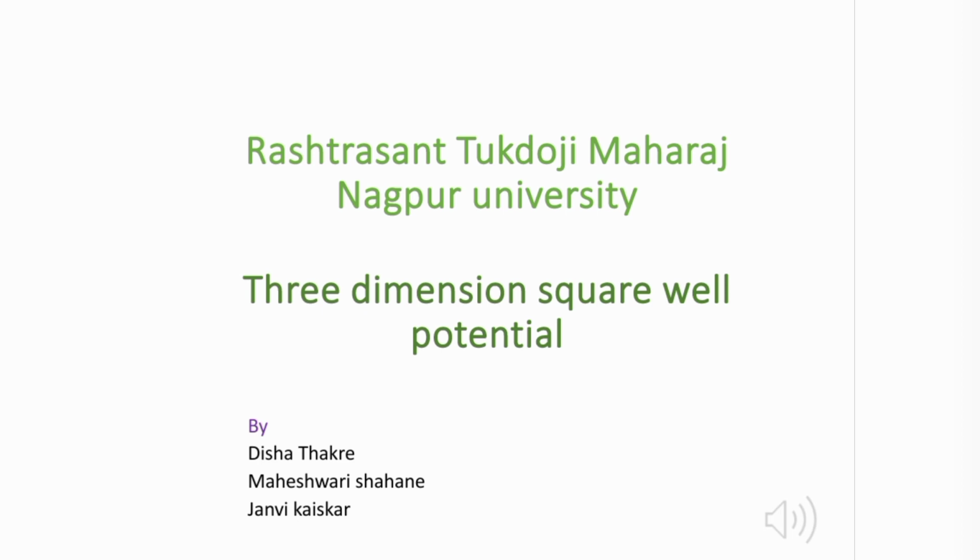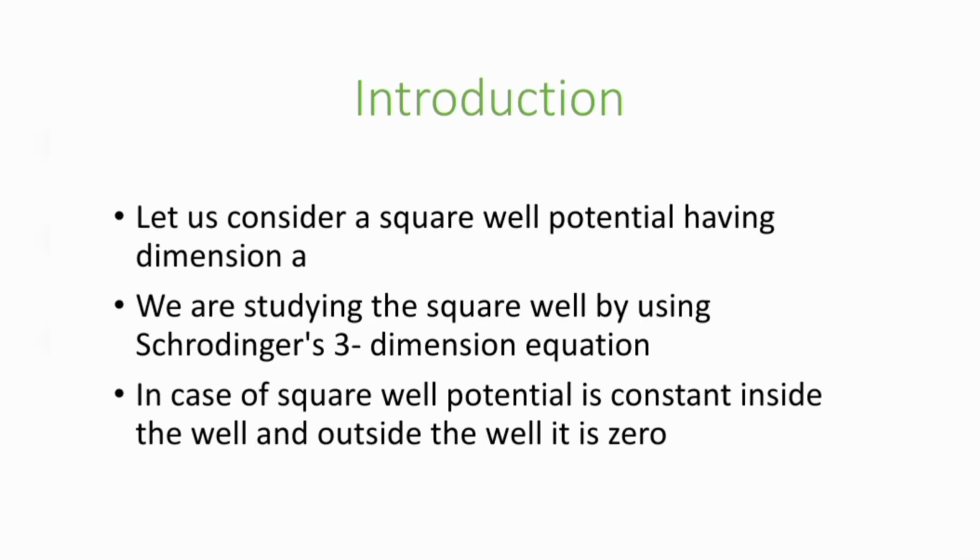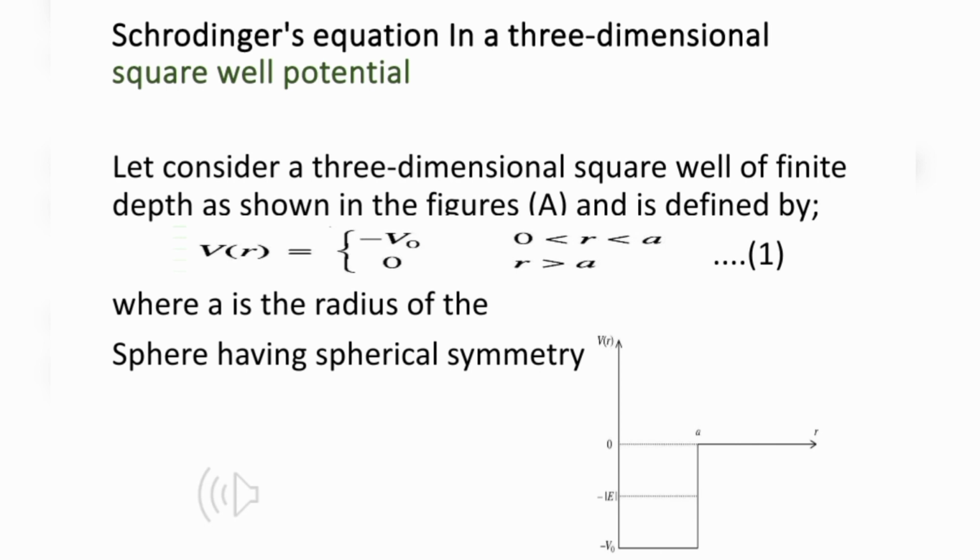Today we are going to discuss the three-dimensional square well potential. Let us consider a square well having the dimension A. We are studying the square well by using Schrödinger's three-dimensional equation. In the case of the square well, the potential inside the square well is constant and the potential outside the square well is zero.